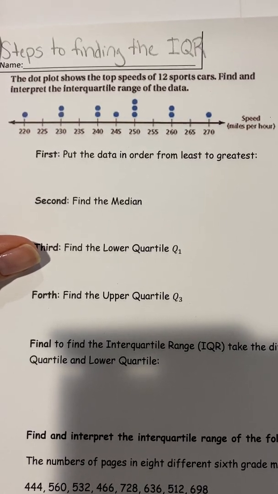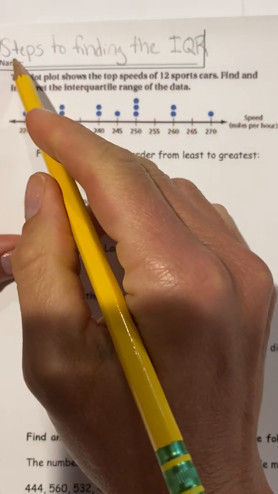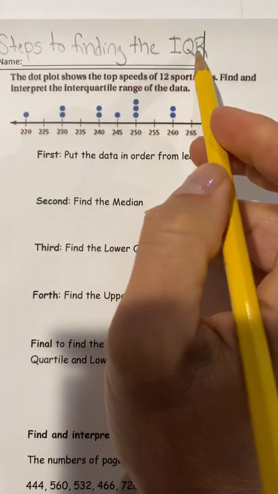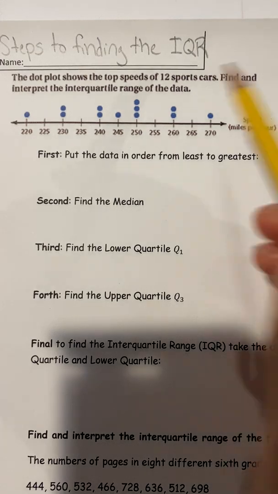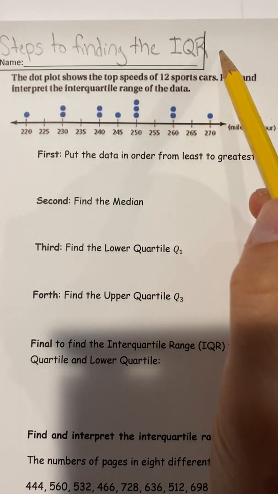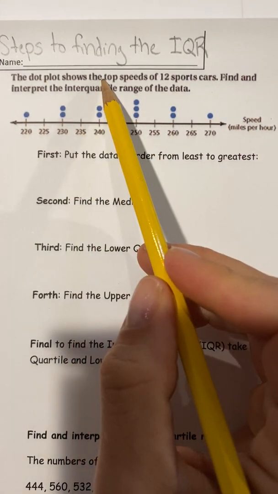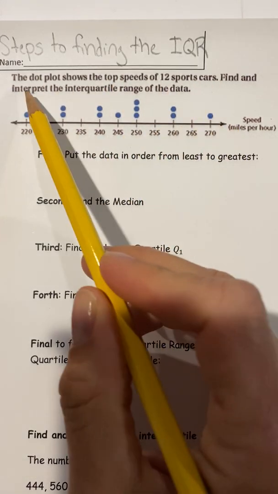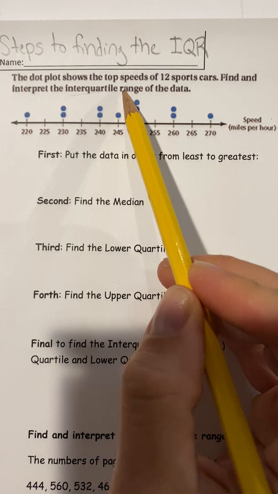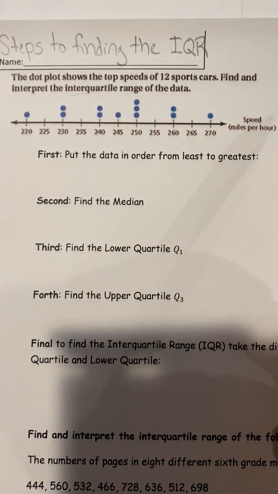Hello, so today I'm going to go over steps to finding the interquartile range. The interquartile range a lot of times is abbreviated by saying IQR. So here we have a dot plot that shows the top speeds of 12 sports cars, and we're going to find and interpret the interquartile range of my data set.